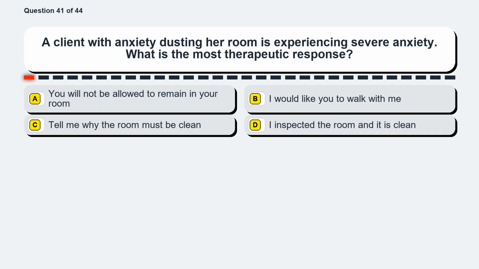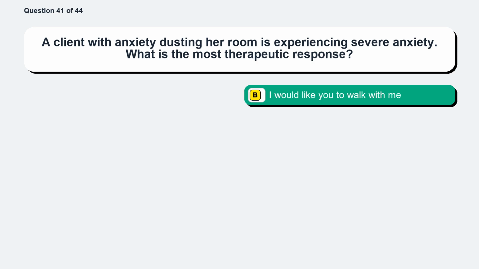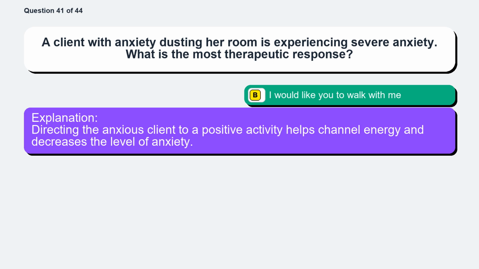Question 41. A client with anxiety dusting her room is experiencing severe anxiety. What is the most therapeutic response? Option A. You will not be allowed to remain in your room. Option B. I would like you to walk with me. Option C. Tell me why the room must be clean. Option D. I inspected the room and it is clean. The correct answer is option B. I would like you to walk with me. Directing the anxious client to a positive activity helps channel energy and decreases the level of anxiety.